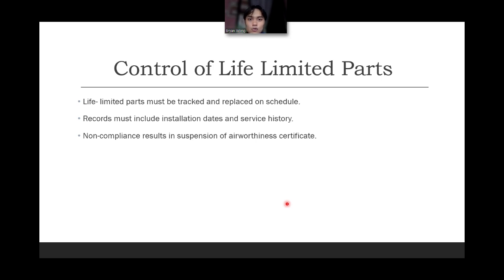Next, control of life limited parts. Life limited parts must be tracked and replaced on schedule. Records must include installation dates and service history. Non-compliance results in suspension of the airworthiness certificate. Without an airworthiness certificate, the aircraft cannot fly. So if you don't comply, the aircraft won't be able to fly. You are stripped of your airworthiness certificate.